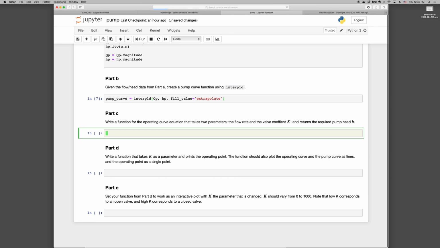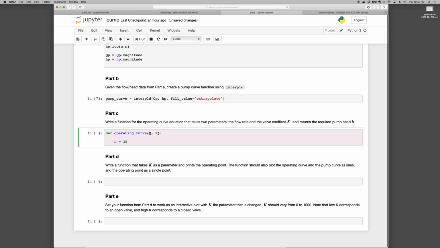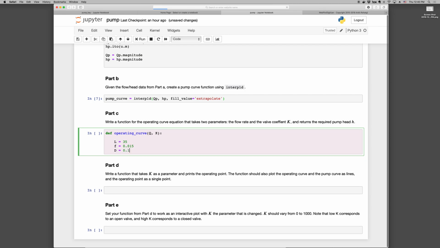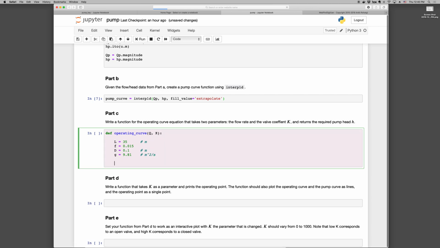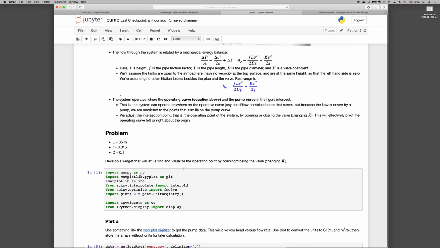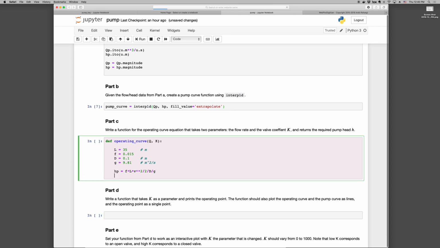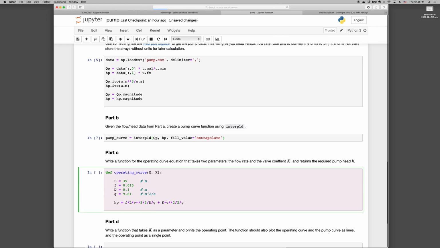Okay, so we do def operating curve, takes two parameters, the flow rate and the valve coefficient. And now L was 35 and F was 0.015 and D was 0.1 and G is 9.81. Put units on these. Meters, F doesn't have units, D is meters and G is meters per second squared. And then we have our pump head is F times L times V squared over 2DG. I think that's the equation. F L V squared over 2DG, and then plus K times V squared over 2G. Yep, great. Now, this is in terms of velocity, and we haven't written velocity yet.